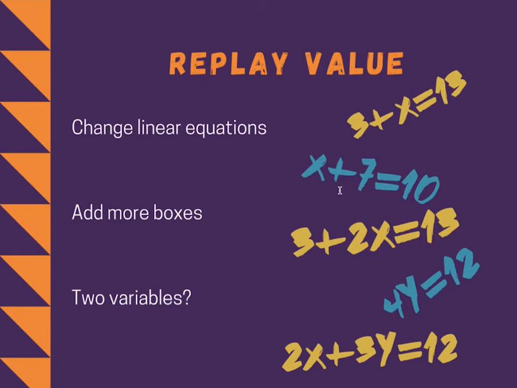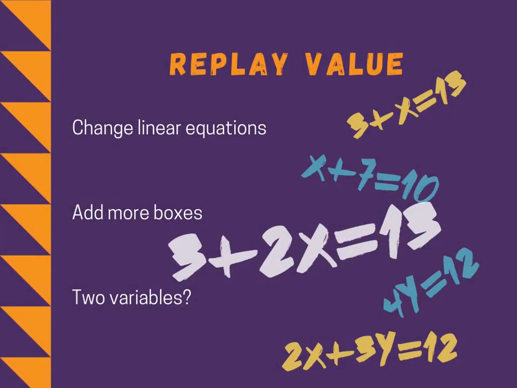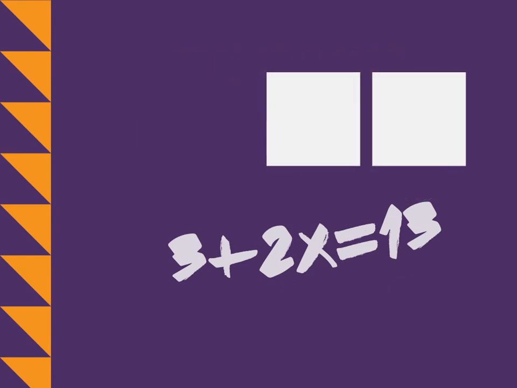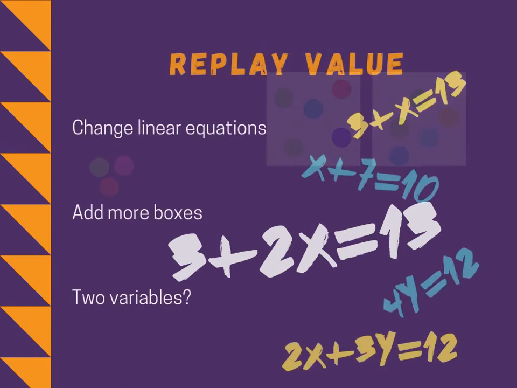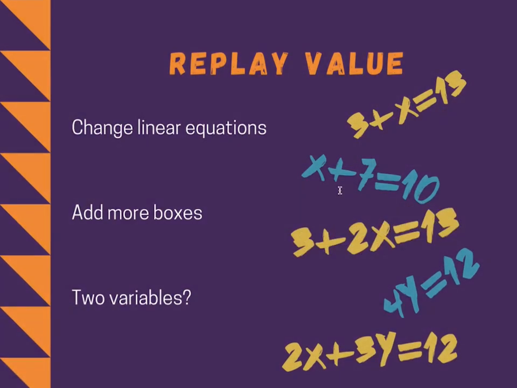Second, add more boxes. Again, this is based on your equations. Now we have 3 plus 2x equals 13. We use 2 boxes. Again, students are given 13 marbles. They need to put aside 3 marbles and divide the remaining marbles between the 2 boxes. Now the value of x will be 5. We may say that this game has some degree of similarity to our traditional game, Congkak.